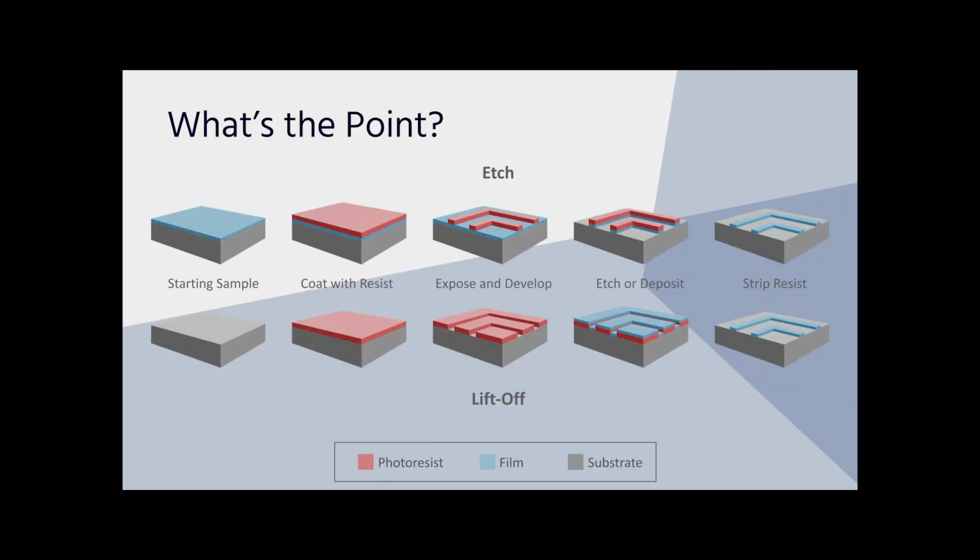Let's begin by zooming out to see the big picture. What are we trying to accomplish with lithography? We are trying to create a pattern in an otherwise unpatterned film or substrate. This can be done by etching into an already existing film or by lifting off a film onto an underlying resist layer. The exposure tools we use to create these patterns either use photons or electrons.